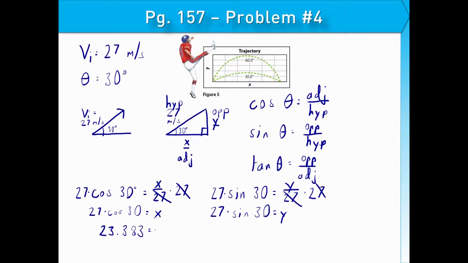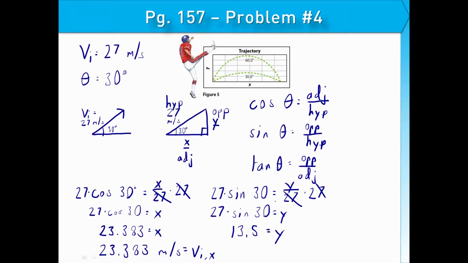23.383, and that's my x. If I punch in 27 times sine of 30, I should get 13.5, which is equal to y. So what I've basically done is that instead of using the 27 meters per second, I found the initial velocity in the x direction, which is 23.383 meters per second. And this is my initial velocity in the x direction.